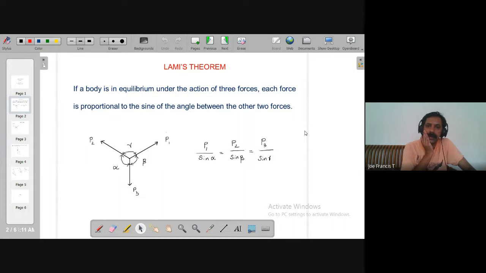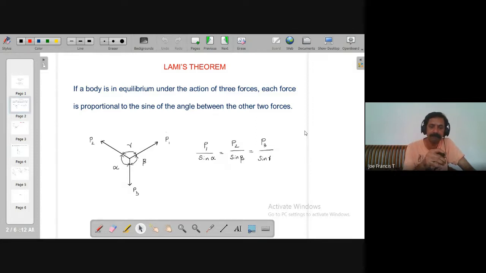So good morning. Today we are going to discuss a theorem called Lami's theorem. Lami's theorem is applicable in the cases of three concurrent forces in equilibrium. Suppose there are three forces which are concurrent and they are in equilibrium, then we have something called Lami's theorem. It says that if a body is in equilibrium under the action of three forces, each force is proportional to the sine of the angle between the other two forces.